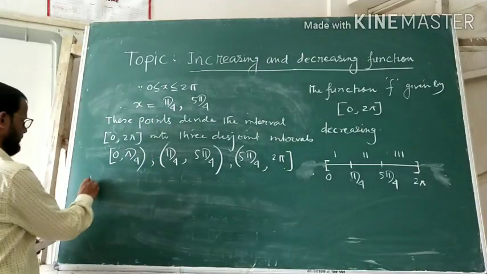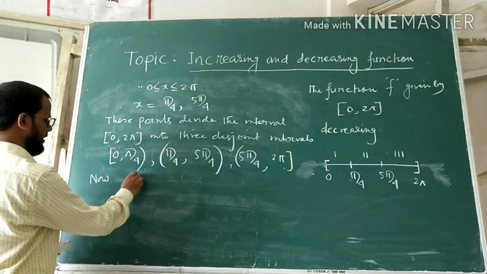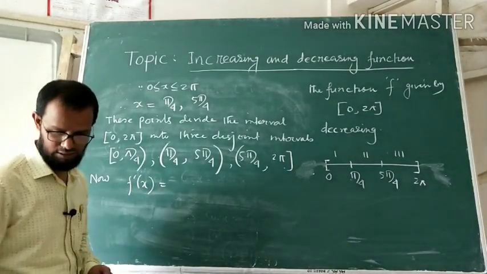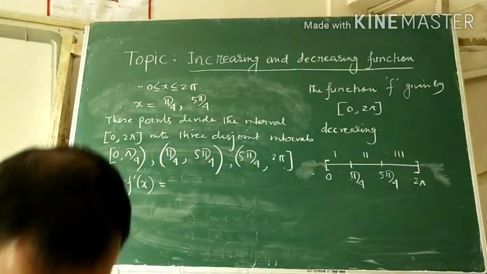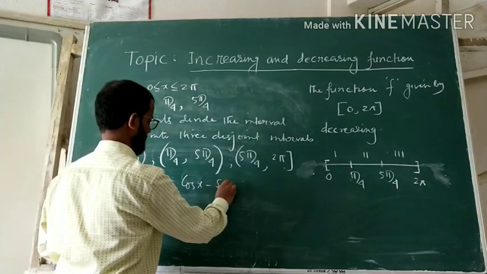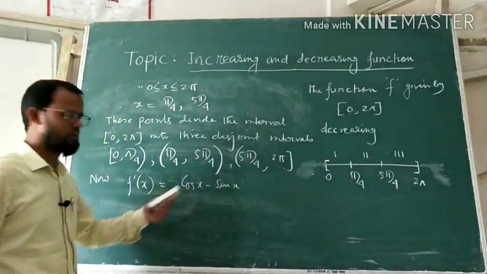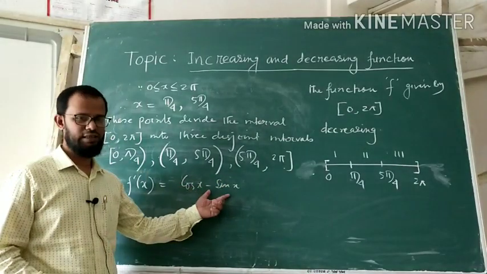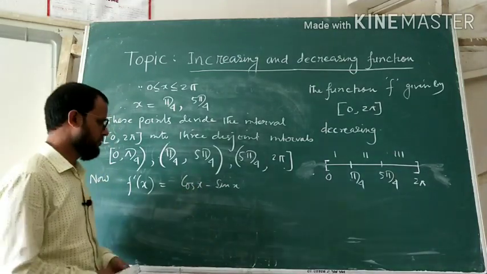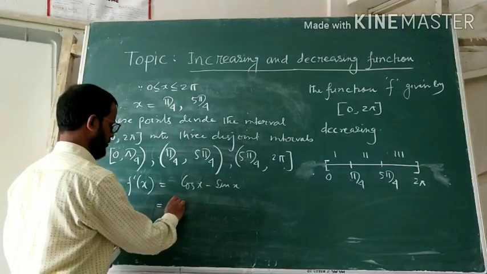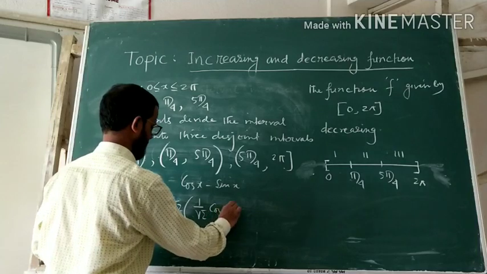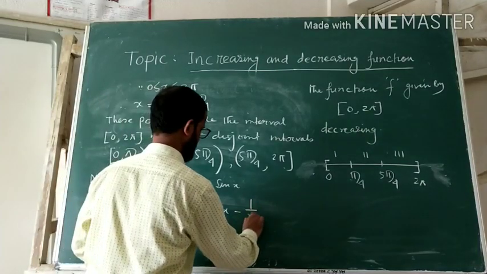Okay, now what is your f dash x? f dash x is equal to cos x minus sin x. So there are two functions, cos x and sin x. Our main objective is to convert into either cos or sin. What we will do is write 1 by root 2 cos x minus 1 by root 2 sin x.